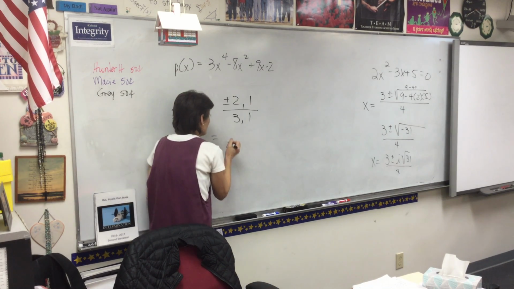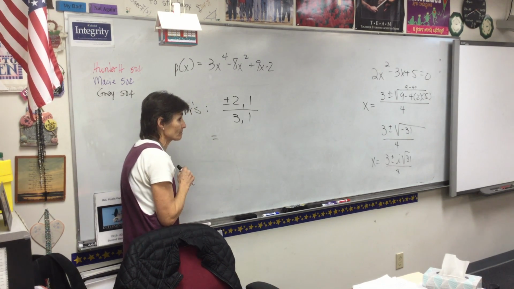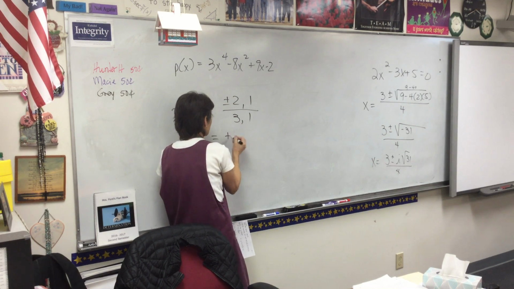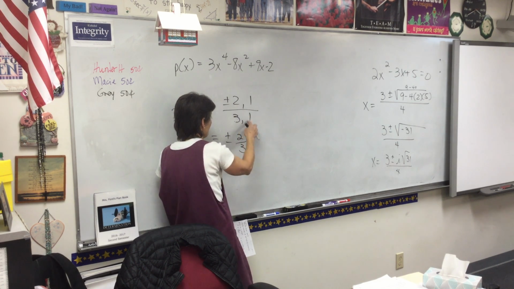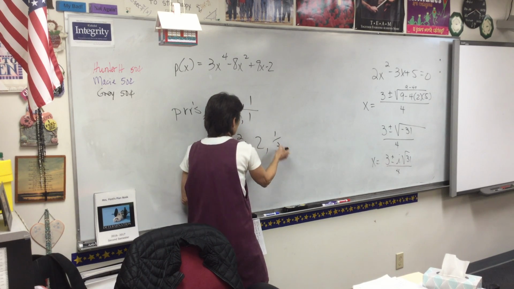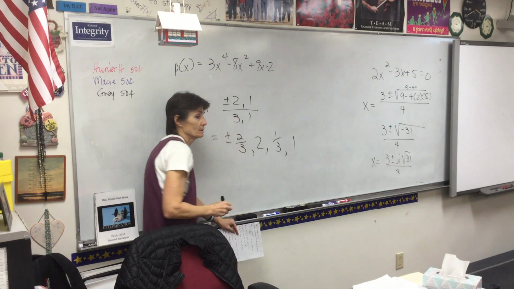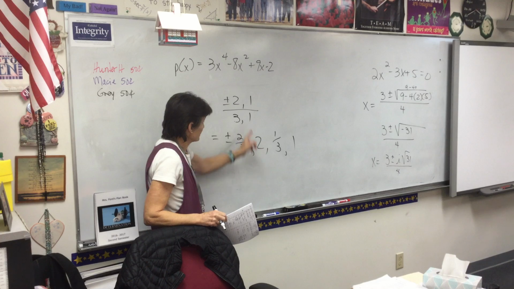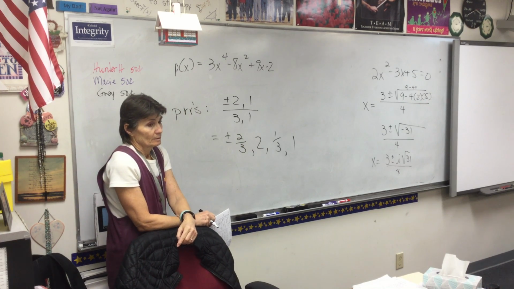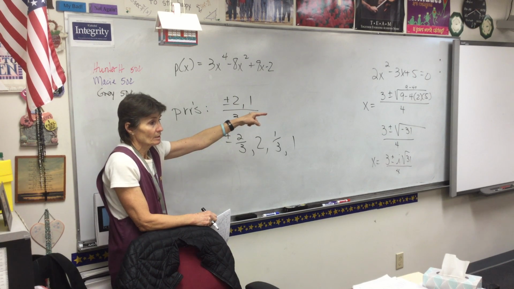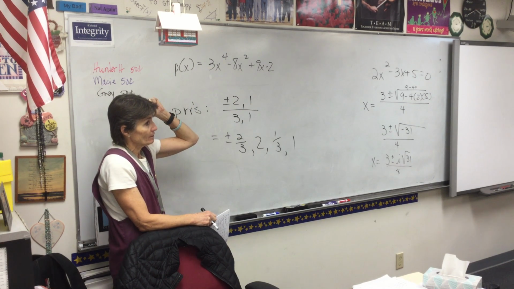So if we're actually listing those, we want all the combinations of that big fraction. So we have plus or minus 2 over 3, 2 over 1, 1 over 3, and 1 over 1. All the possible combinations, this over these and this over these. Factors of last over factors of first.